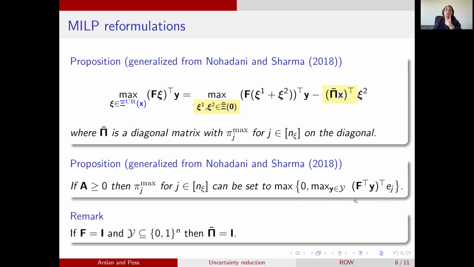So the implication of this result is that, for instance, in the special case that f is equal to identity and y is a combinatorial set, then this big M coefficient matrix pi is equal to the identity. So you recover terms in y minus x, something like that. Okay, so this is the first approach.